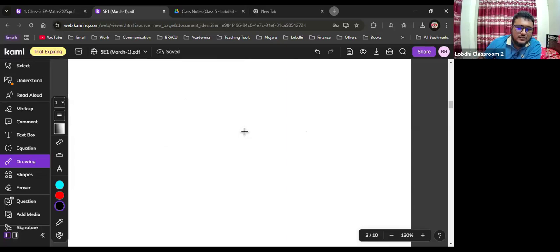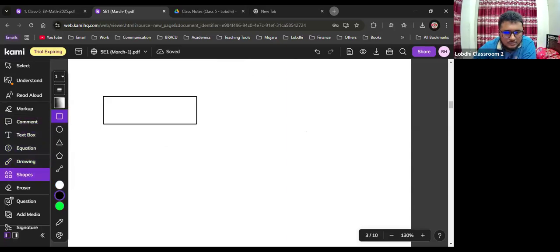Okay. So if I at first take a shape of rectangular shape, this is a rectangular shape.